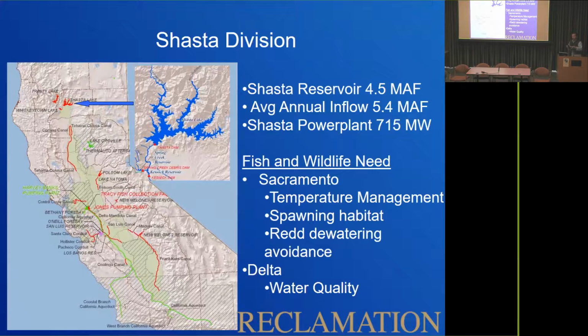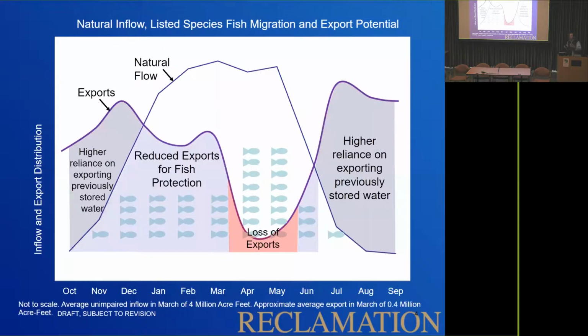And like I said, there's a lot of participants in the discussions on fish and wildlife needs, the fish agencies, California Department of Fish and Wildlife, National Marine Fisheries Service, Fish and Wildlife Service. We work pretty much on a daily basis with the agencies when fish and water are co-occurring to sort of avoid risks associated with operating the Central Valley Project. And this is sort of a simplified model for inflows on the Sacramento River into the Delta, listed species, fish occurrence in the Delta, and the potential for exports.